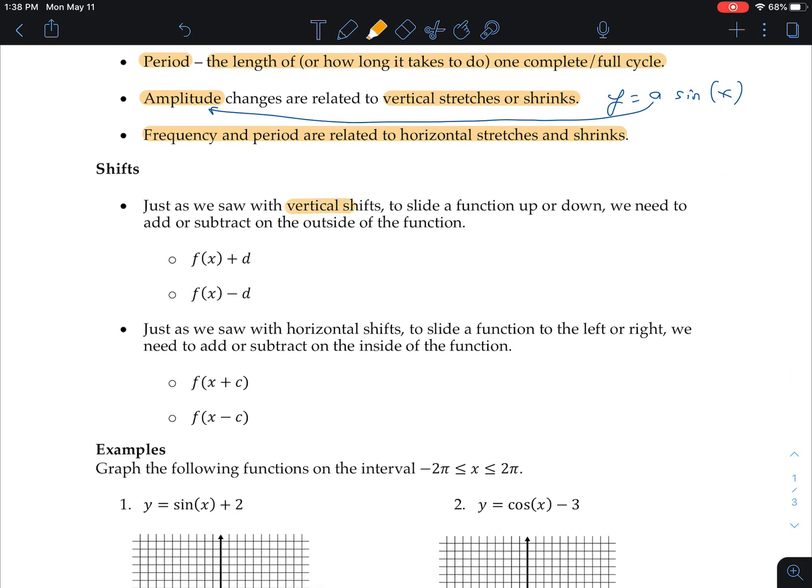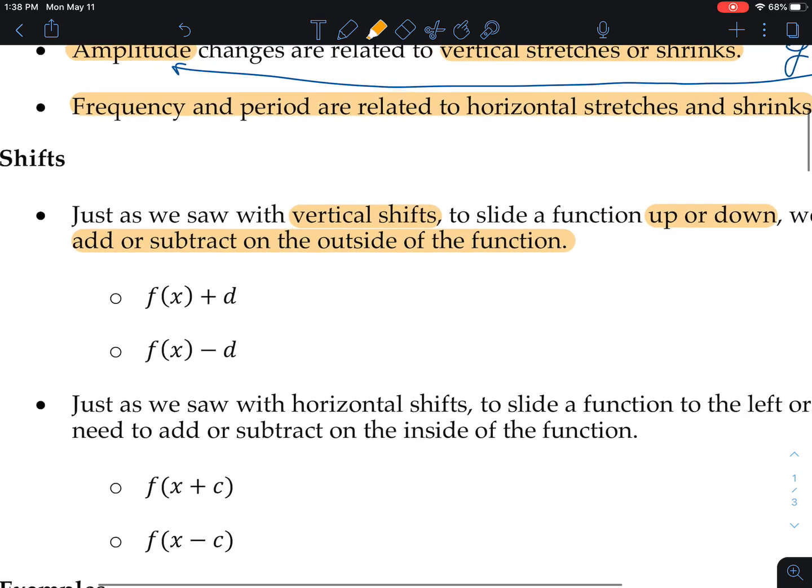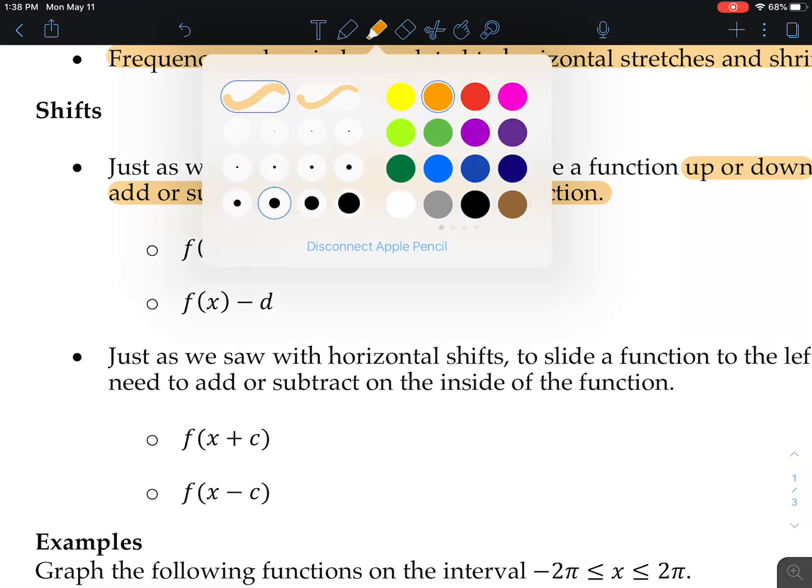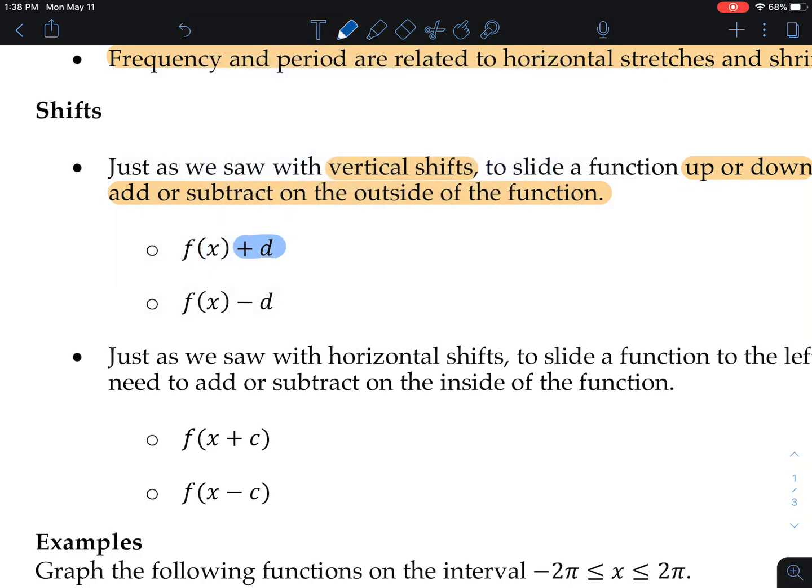Okay, so now let's look at two more, and then we'll do about 2 examples of each. So just as we saw in the second trimester, vertical shifts, meaning sliding it up or down, relate to adding or subtracting on the outside of the function, meaning not within the f of x. Right, and as we saw, plus d was sliding it up d units, right? So take the function and slide it up d units, and then minus would be take the function and slide it down d units.